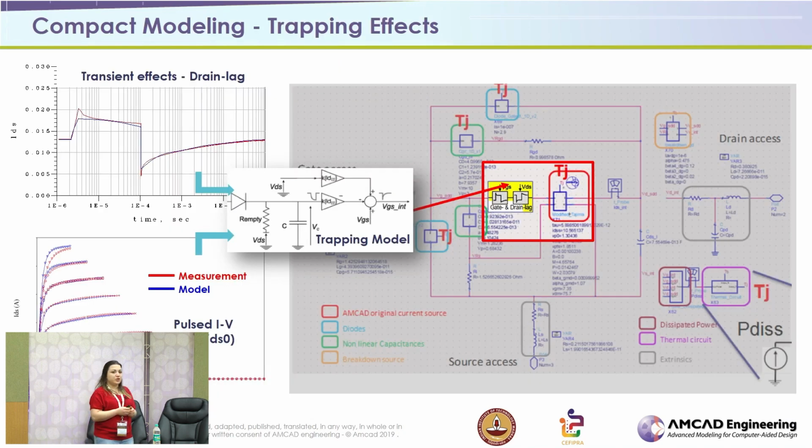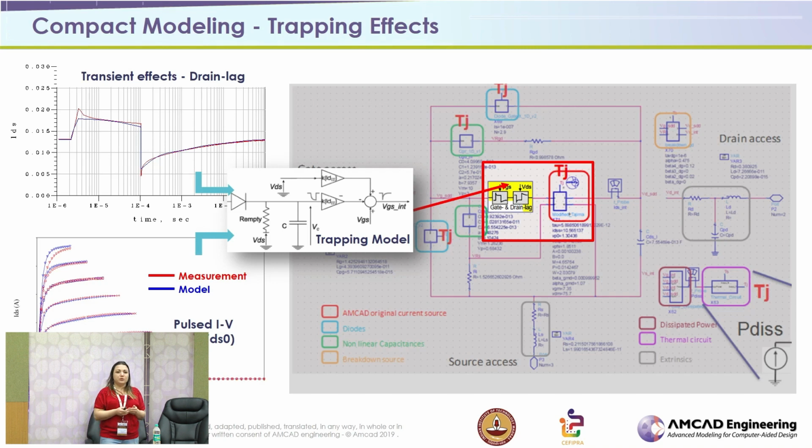This slide is just to show you how the trap model is implemented in the compact model. You can see the schematic. You have a topology of a typical model, and you have a traps block in front of the output nonlinear current source. In fact, this block is tuned and optimized in order to modify the gate command seen by the nonlinear current source.